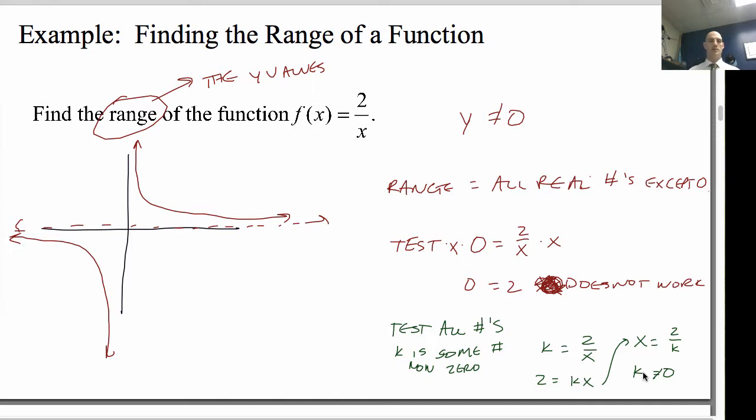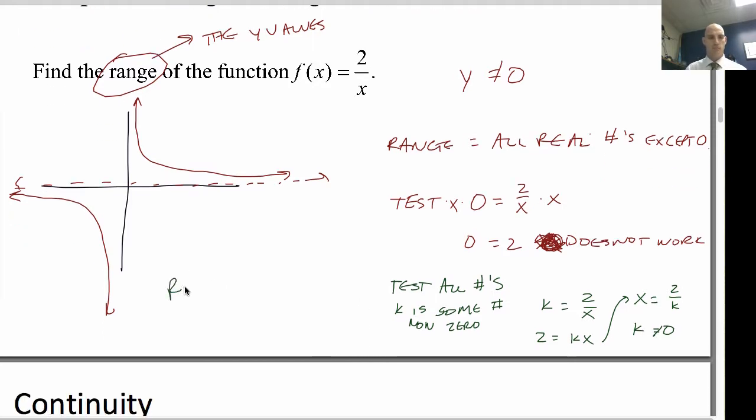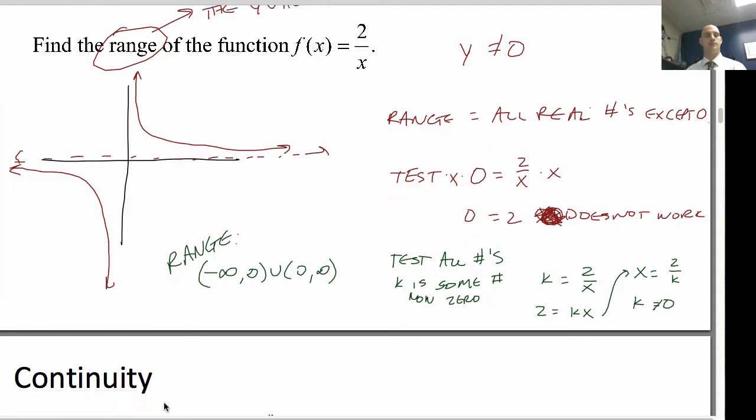All right, and so what is my range? My range is negative infinity all the way up to 0. 0 is not included, and it's 0 to infinity. That's my range, written in interval notation.